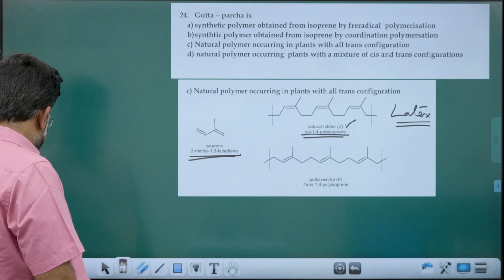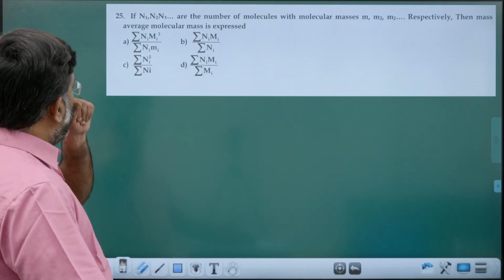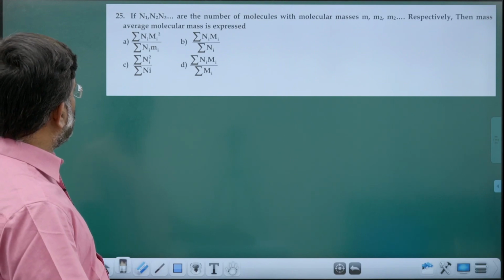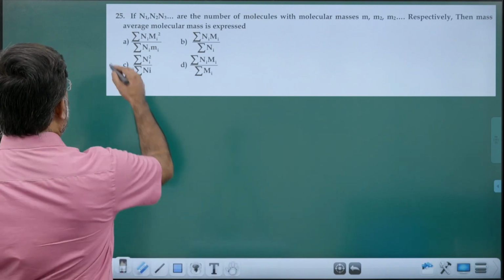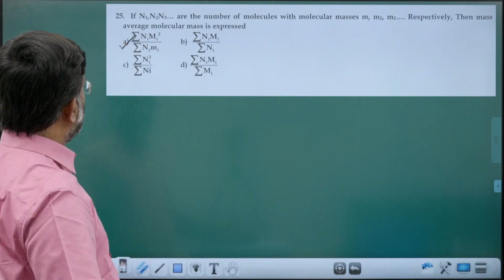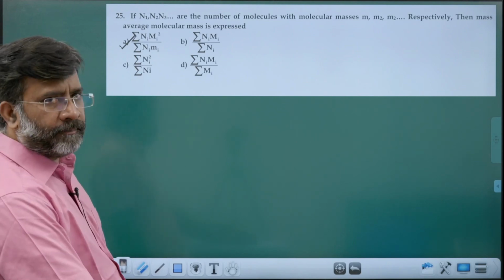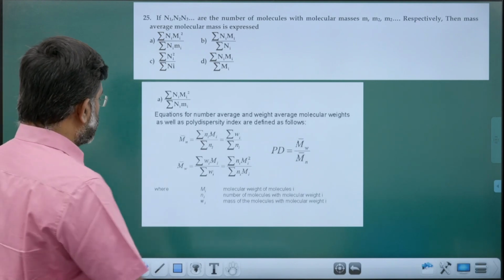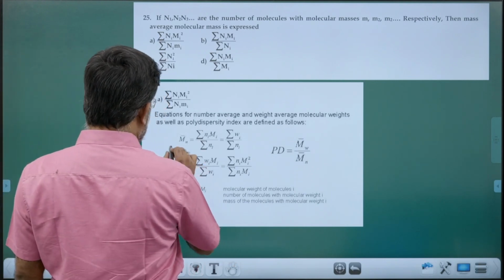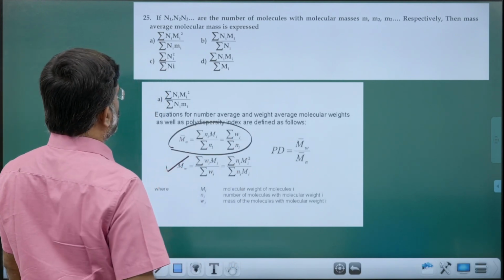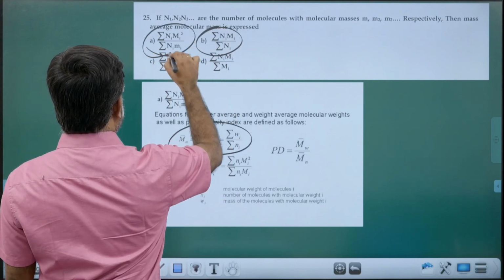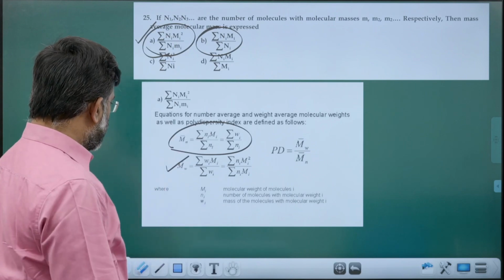Next. The mass average molecular mass expressed is already commented. Option A, mass average molecular mass. Next. This is mass average molecular mass and this is number average molecular mass. Next one.